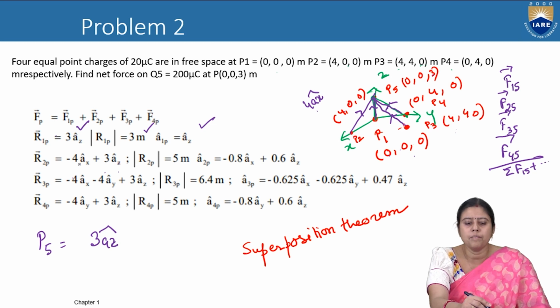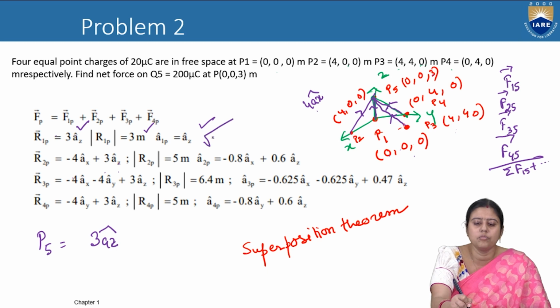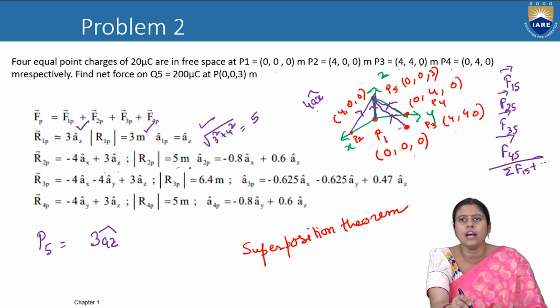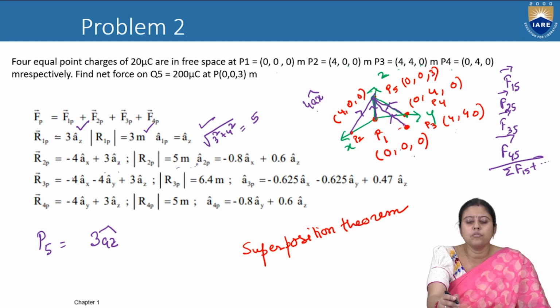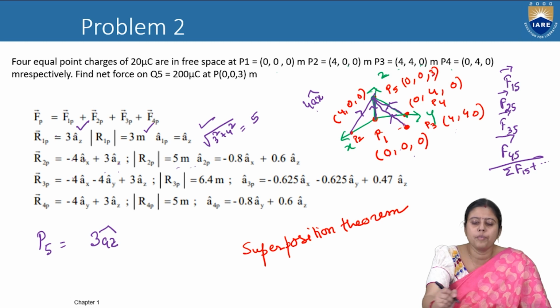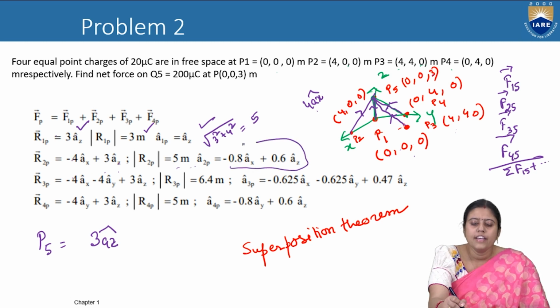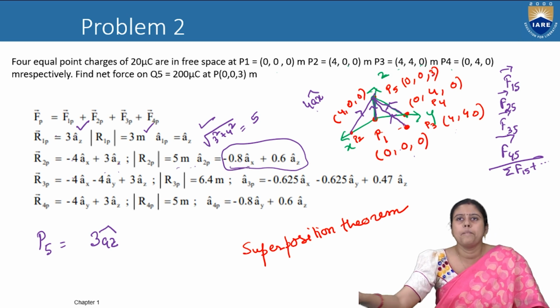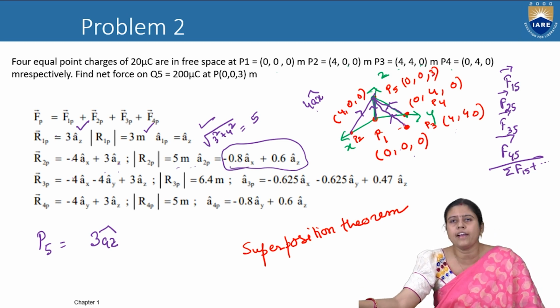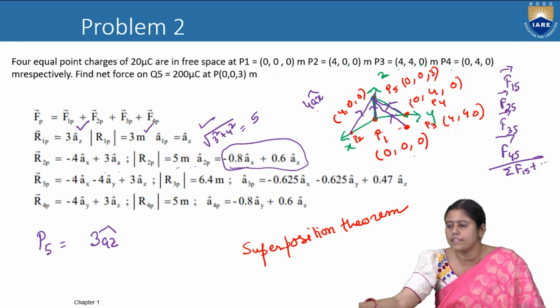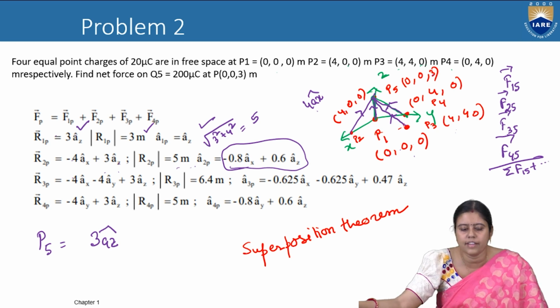3az end point minus 4ax. So what is the magnitude? Magnitude is square root of 3 square plus 4 square, which is equal to 5. Magnitude is 5 meter. What is the unit vector? Minus 4 by 5 ax plus 3 by 5 az. So we are getting the unit vector here, minus 0.8 ax plus 0.6 az.